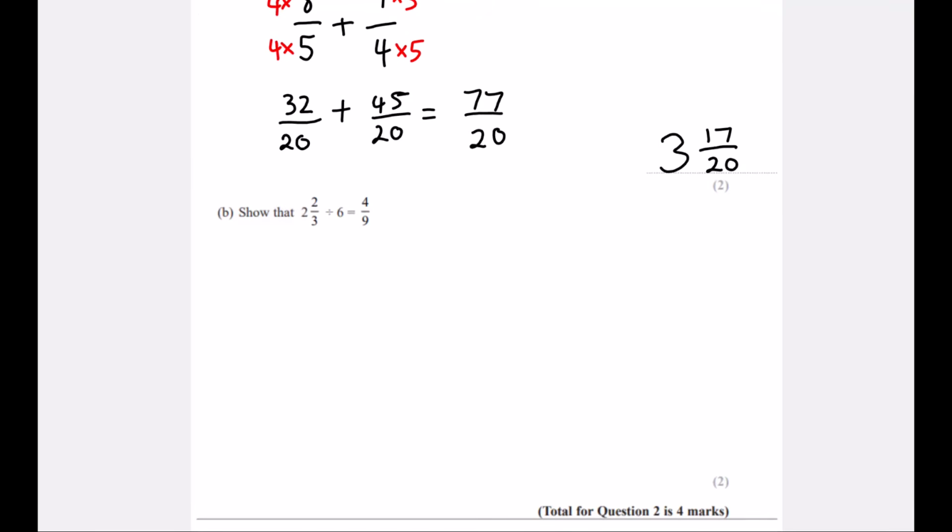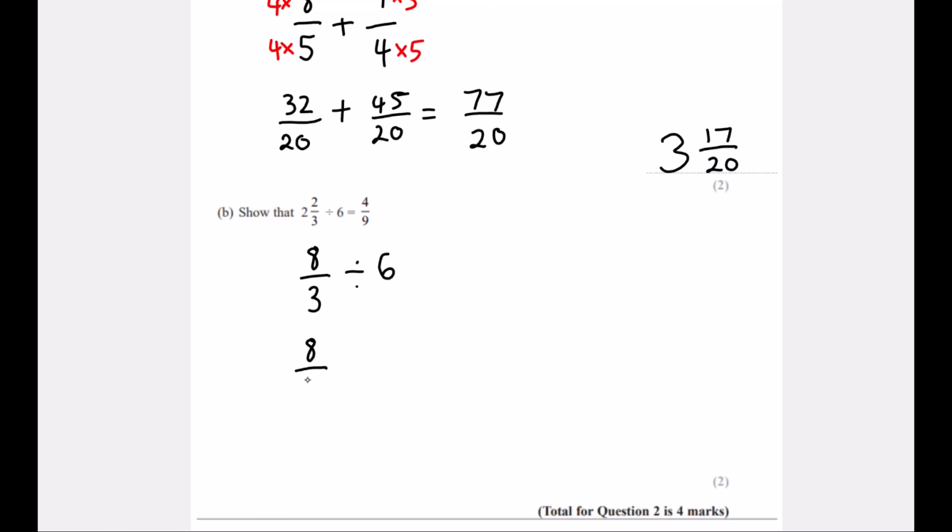Part B, show that 2 2/3 divided by 6 equals 4/9. So 2 2/3, again, I'm going to change that to a top heavy. 2 3s are 6, plus 2 is 8. So 2 2/3 is 8/3. When we have a division, we can change it into a multiplication if we flip over the thing we're dividing by. So we're dividing by 6. The reciprocal of 6 is 1/6.